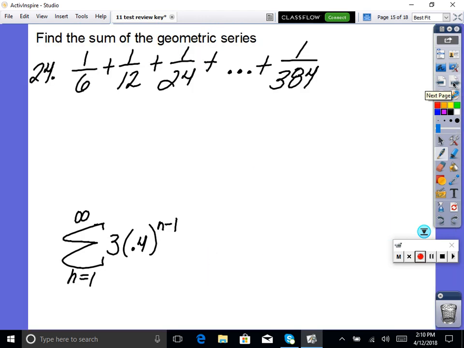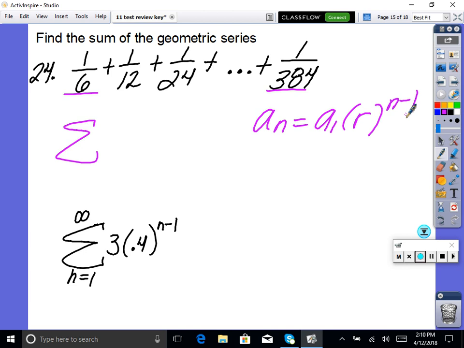Okay, it says find the sum of the geometric series. So, once again, we'd say we're finding the sum. It's finite. We know the start and end. Our formula goes here. It's geometric. So a sub n is equal to a sub 1 times r raised to the n minus 1. This divided by this is 1/2. This divided by this is 1/2. So our a sub 1 is 1/6 times 1/2 raised to the n minus 1. And then we're summing up 1 through, we don't know.